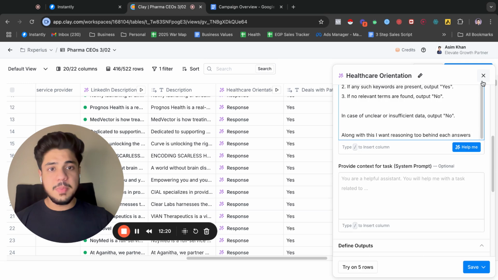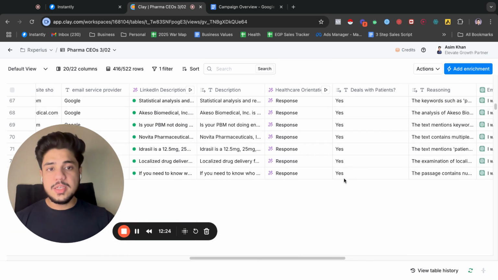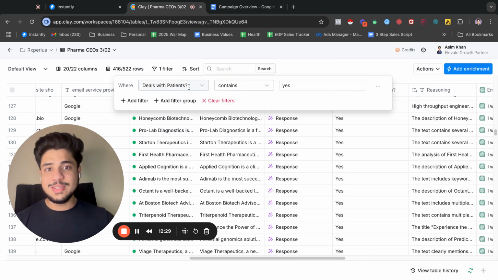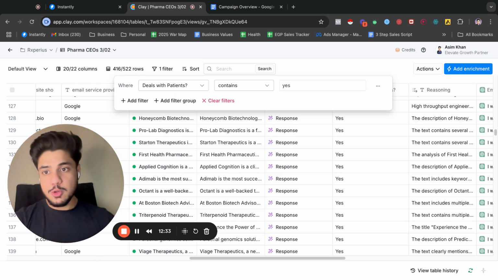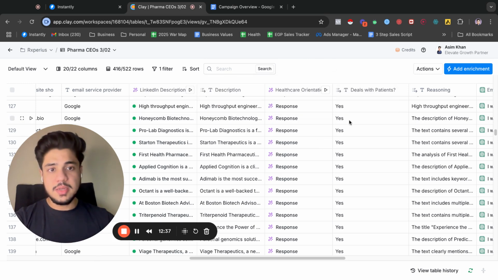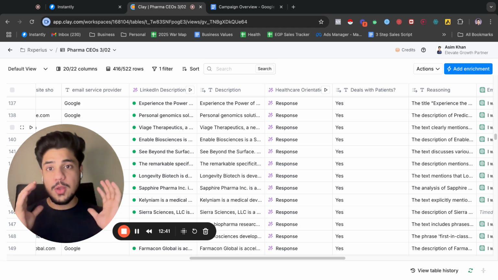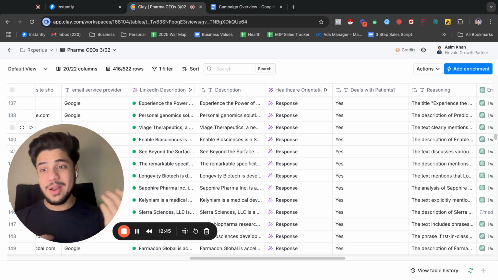What this step helps us with is one of the most important things: we only reach out to businesses that deal with patients. I've put up a filter over here as well, so we only continue our workflow on those people who deal with patients. The deals with patient column contains yes. Now whatever happens only happens to these people, because we don't want the companies that don't deal with patients, since it's irrelevant. So we just focus on the ones that deal with patients.